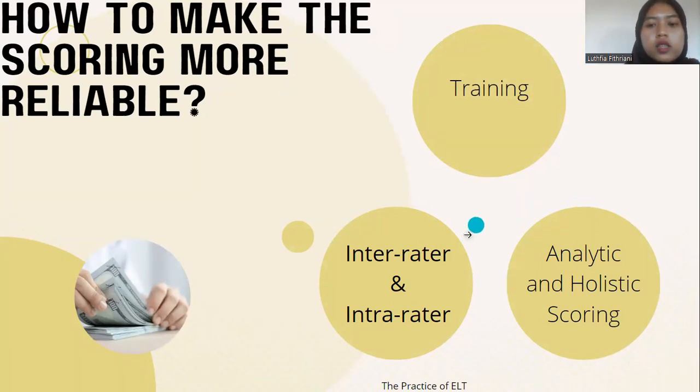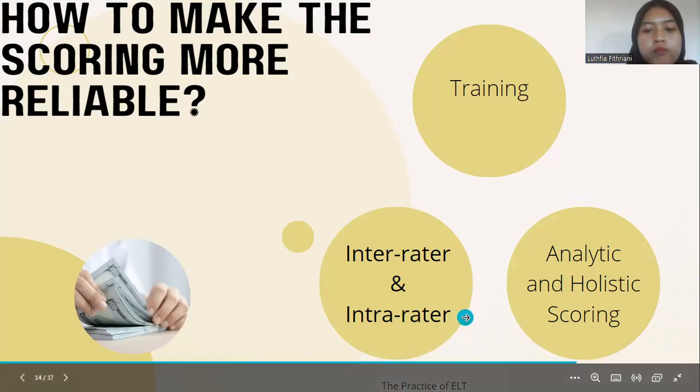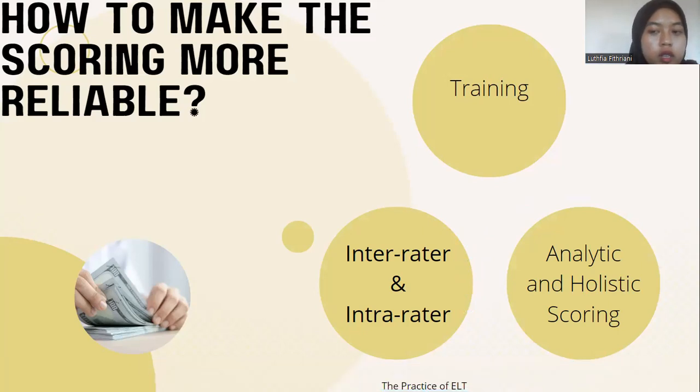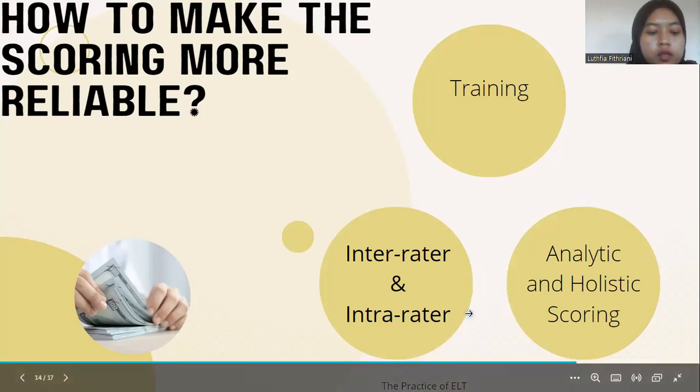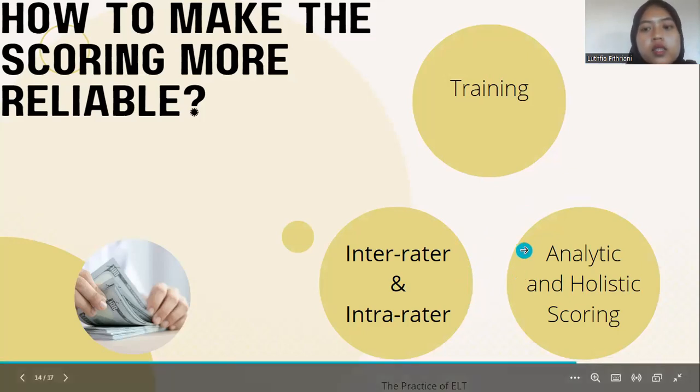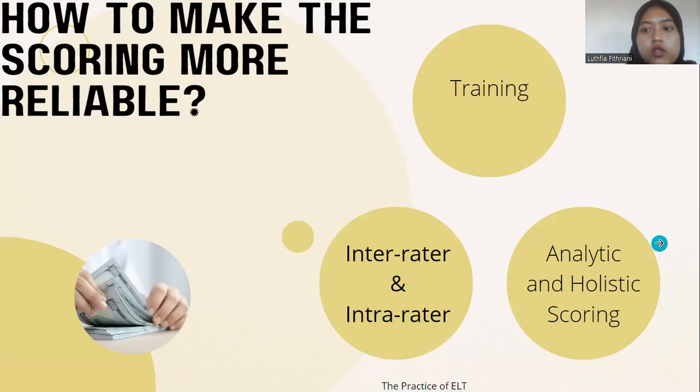The second is inter-rater and intra-rater. It is better for the teacher to conduct inter-rater or intra-rater scoring. Inter-rater refers to two raters at the same time, while intra-rater refers to one rater at different times. The last is analytic and holistic scoring.